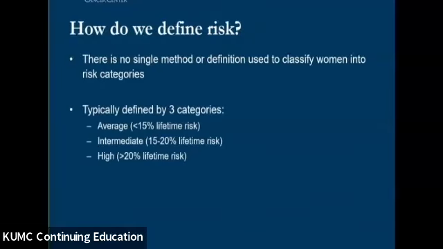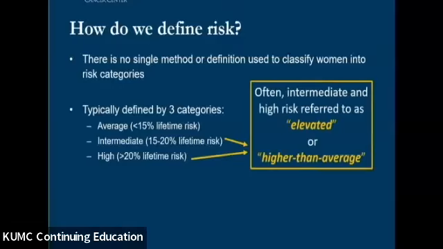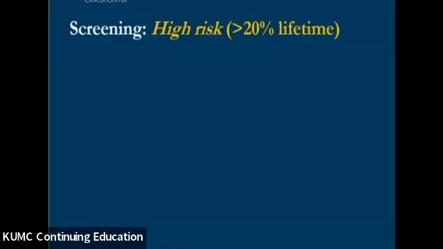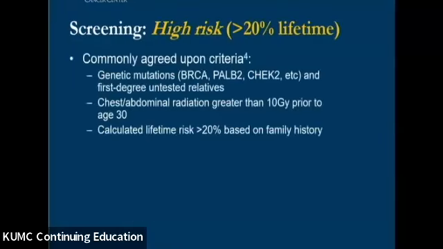There's really no single method or definition used to classify risk, but typically it's put into 3 categories: average, intermediate, and high. And these days you'll see a lot of people using the term elevated or higher than average risk, and that's lumping that intermediate and high risk status together. There are several different risk models that we can use, but the most commonly used is the Tyrer-Cuzick. For high-risk patients, that's considered a greater than 20% lifetime risk of developing breast cancer.